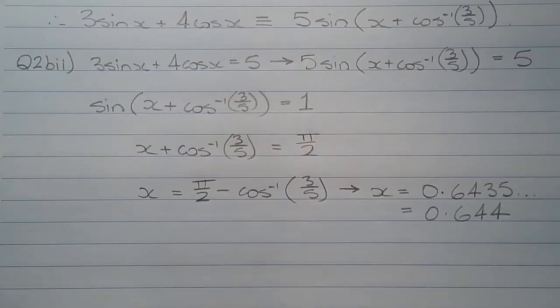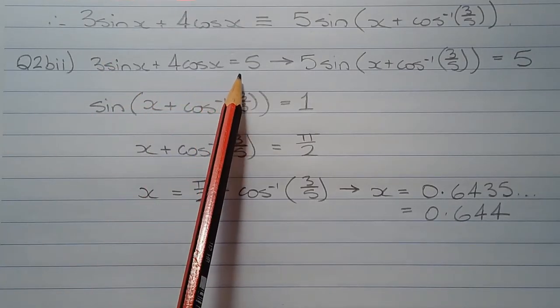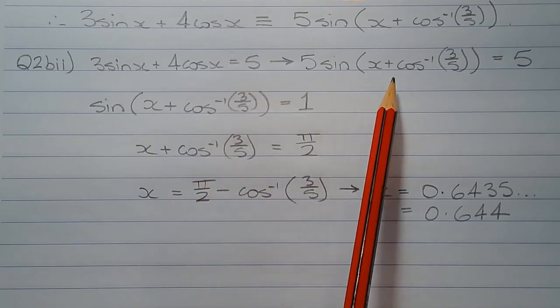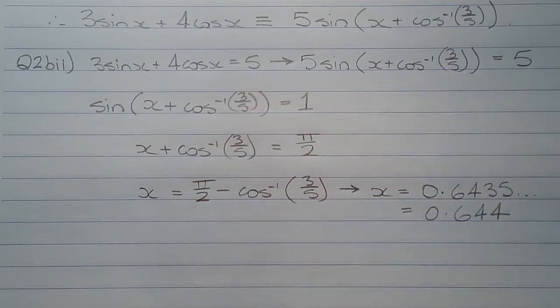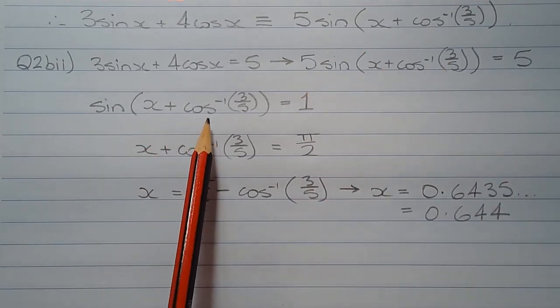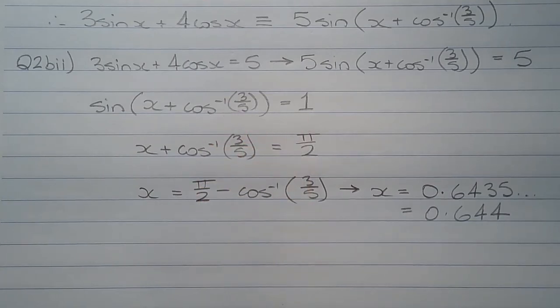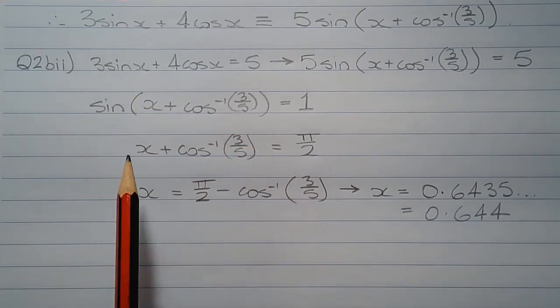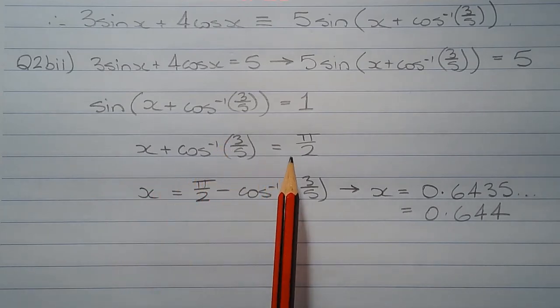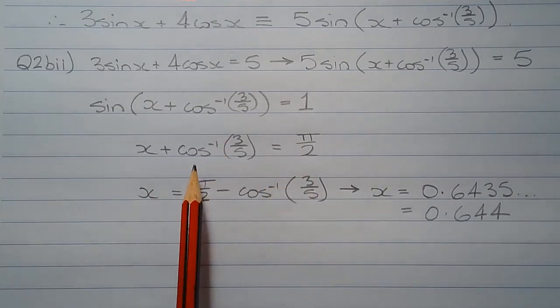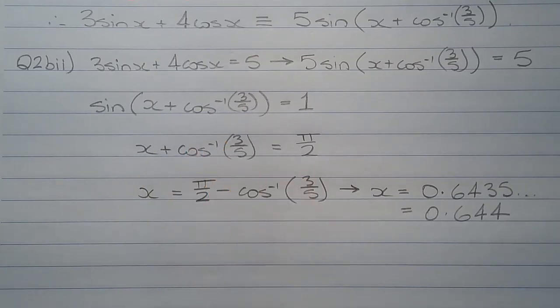From part 1, solving the equation 3 sine x plus 4 cos x equals 5 is equivalent to solving 5 sine(x plus the inverse cos of 3 over 5) equals 5. Dividing both sides by 5, we get sine(x plus the inverse cos of 3 over 5) equals 1. Taking the inverse sine of both sides, we have x plus the inverse cos of 3 over 5 is equal to pi over 2. Subtracting the inverse cos of 3 over 5 from both sides, we get x equals pi over 2 minus the inverse cos of 3 over 5. x equals 0.6435 and so on, and that rounds to 0.644, correct to 3 decimal places.